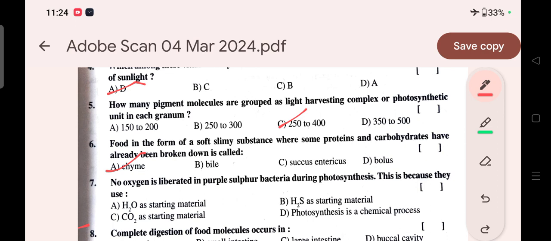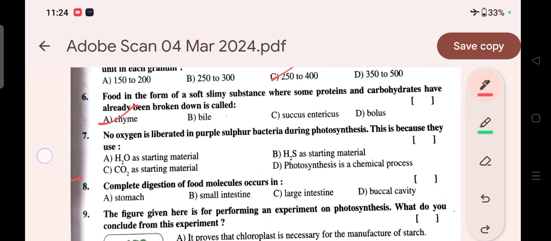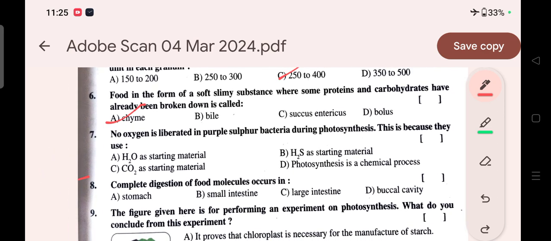Next, no oxygen is liberated in purple sulfur bacteria during photosynthesis. This is because they use H2S as a raw material. B is the correct answer.